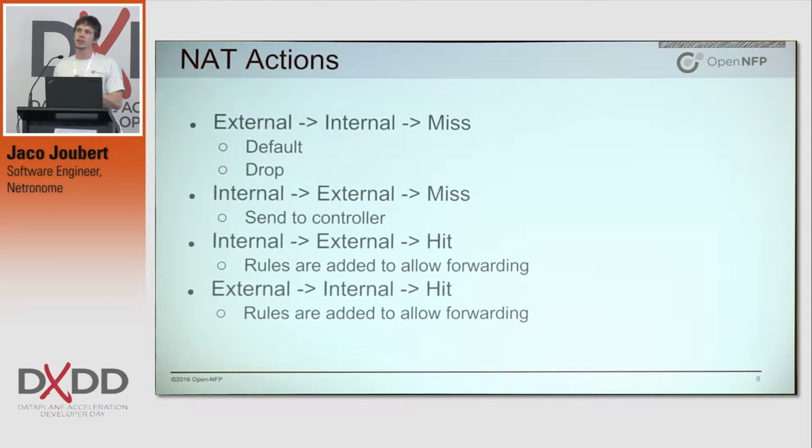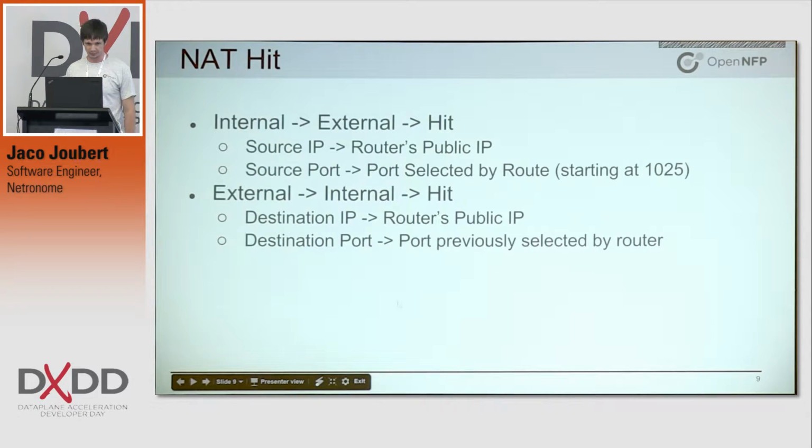These rules will then allow the packet to go out and allow that specific host on the outside to reply again. And once these rules are added, we will have our 2 hit actions, and this will then allow traffic flow. So like I said, from the internal to the external hit means we already have a rule. There was already a request going out.